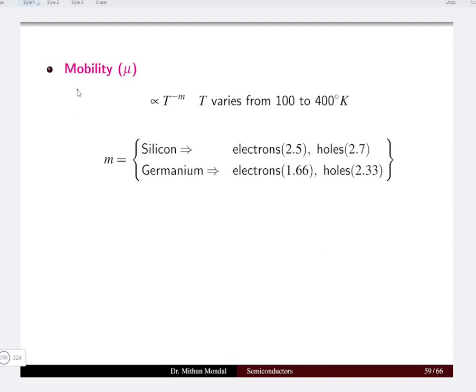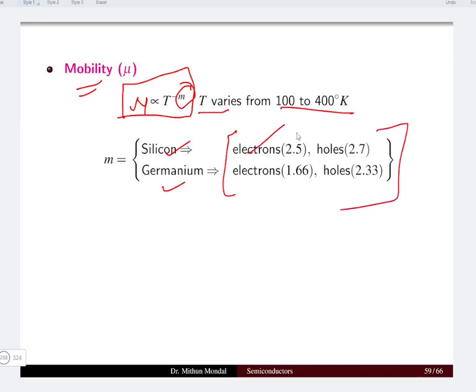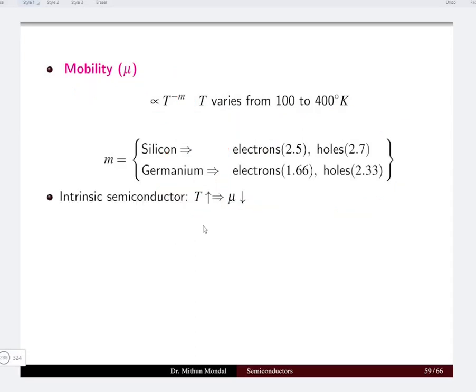The next factor we will take is the mobility. Mobility mu is directly proportional to T to the power minus m, where T varies from 100 to 400 Kelvin, and the value of m is a constant which for silicon and germanium is given depending upon the concentration of the charged particles, whether electrons or holes. For silicon you have 2.5 and 2.7 for electrons and holes, and for germanium you have 1.66 and 2.33. So when the temperature increases, the mobility decreases.